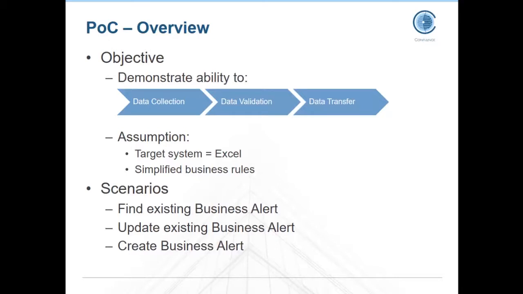For this example, we will be using Excel as our target system, and we have simplified the business rules. We will look at three scenarios. First, we will look at how to find an existing business alert. Second, we will look at how to update an existing business alert. And third, we will look at how to create a new business alert.